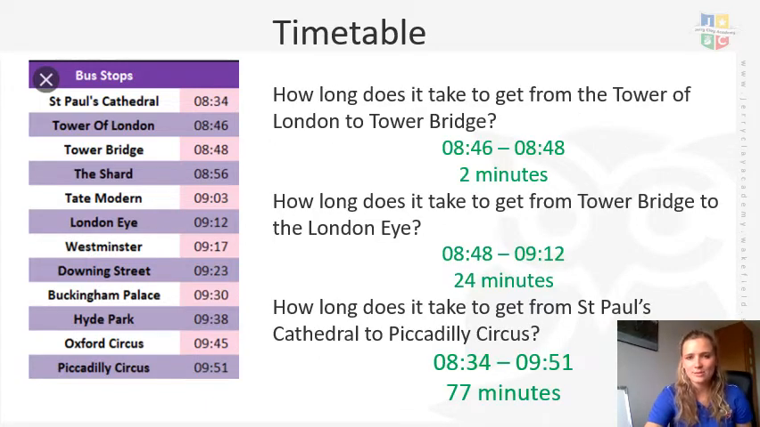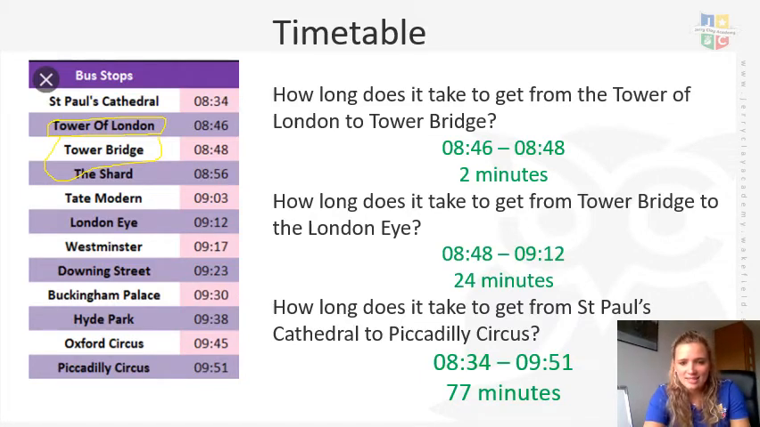So let's have a look at the first one. Let's see if you've got it right. How long does it take to get from the Tower of London, which is this one here, to Tower Bridge, which is the one underneath? We can see that I got on the bus at 8:46 and I got off the bus at 8:48. So if I find the difference, the duration of the bus journey, it was 2 minutes. Let's have a look at the second one then.